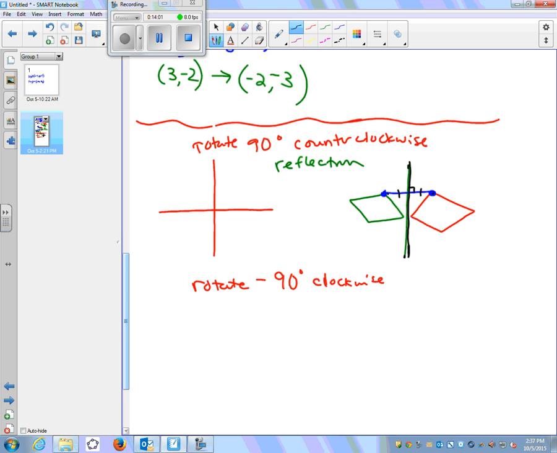21s, you should be able to do a series of transformations. In other words, take one shape and do first a rotation and then a reflection and see where it ends up.